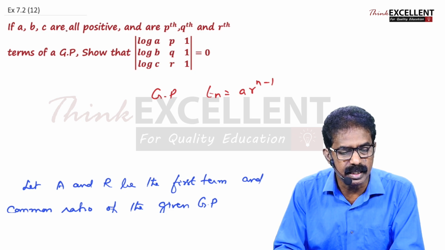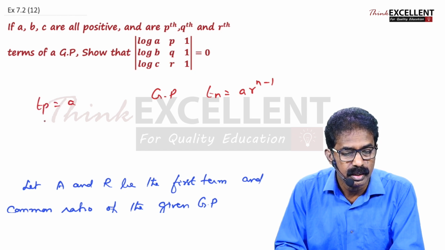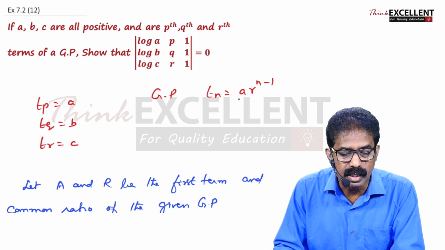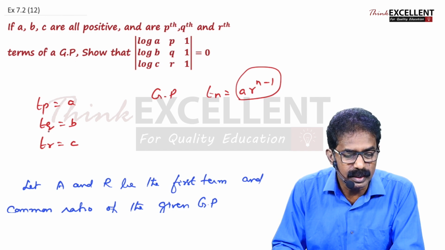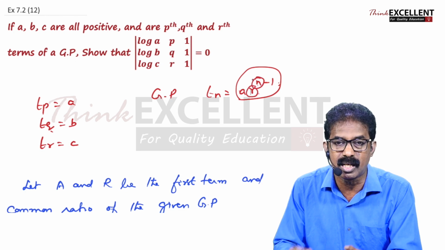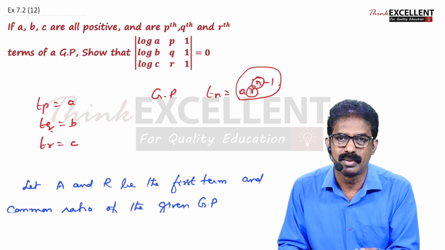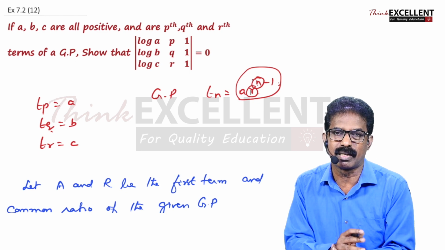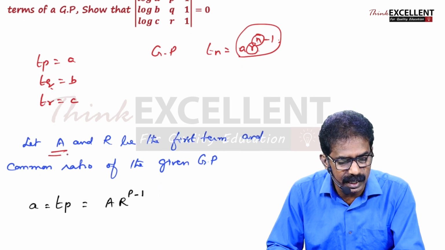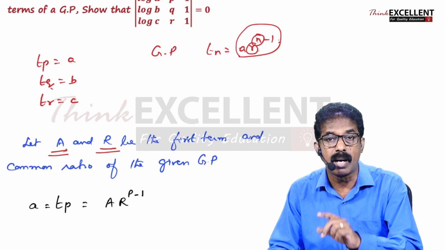So here A, B, C are all positive and they are the pth, qth and rth term. Pth term is A, qth term is B and rth term is what? C. Pth term means AR raised to P minus 1. Qth term, AR raised to Q minus 1. Rth term, AR raised to R minus 1. This R and that R, you should not be confused, right? Normally for common ratio, we use small r. Here, rth term is also there, no? So don't be confused, we use capital letter. First term, normally we take it as A. Here, we take the first term as capital A and the common ratio as capital R.